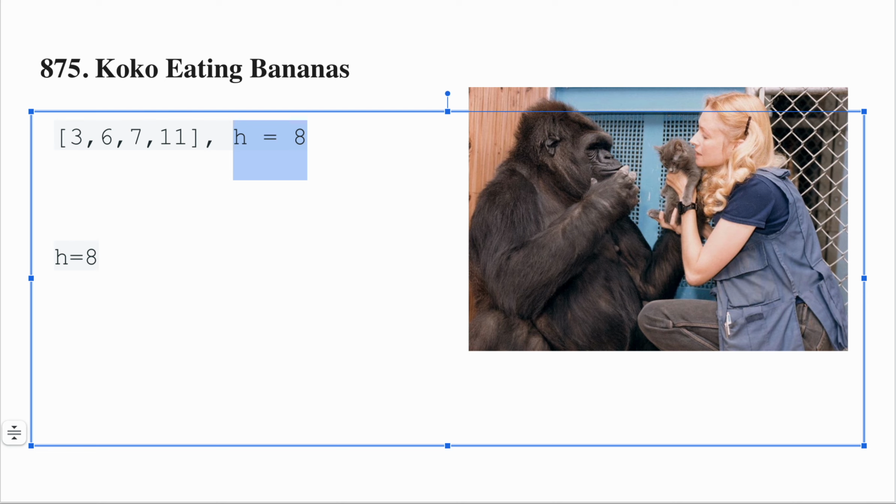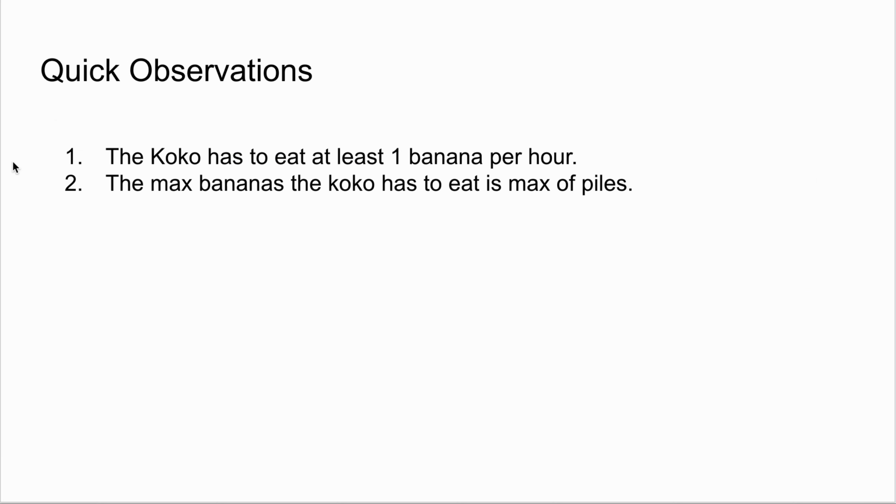Okay. So what are the quick observations that we can draw in this particular problem? The first observation is that Koko has to eat at least 1 banana. Can all of us agree on this? Yes, right, because it has to eat at least 1 banana per hour. This is the minimum value that our k can reach. Our answer can never be less than this. It has to be minimum 1.